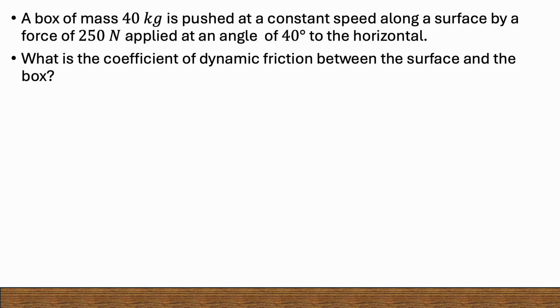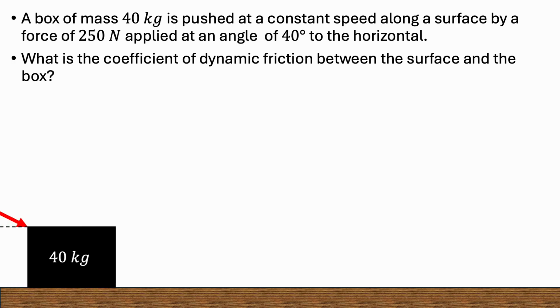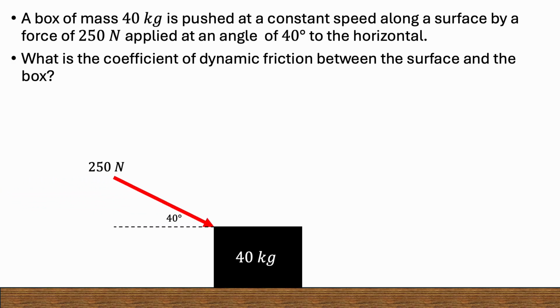Here is the problem. A box of mass 40 kilograms is pushed at a constant speed along the surface by a force of 250 newtons, and that force is not perfectly horizontal. The force is applied at 40 degrees to the horizontal. The question is, what is the coefficient of dynamic friction, which is mu d, if you go by the IB data booklet, between the surface and the box? So you've got a little bit of trigonometry to do and a little bit of algebra in order to solve this. Pause the video, see if you can have a go at the problem, and then I'll go through the solution.